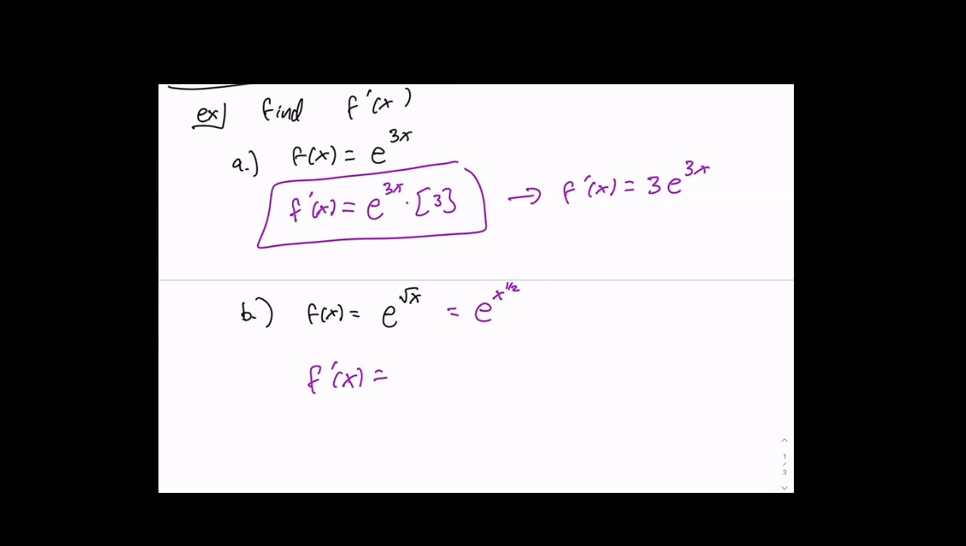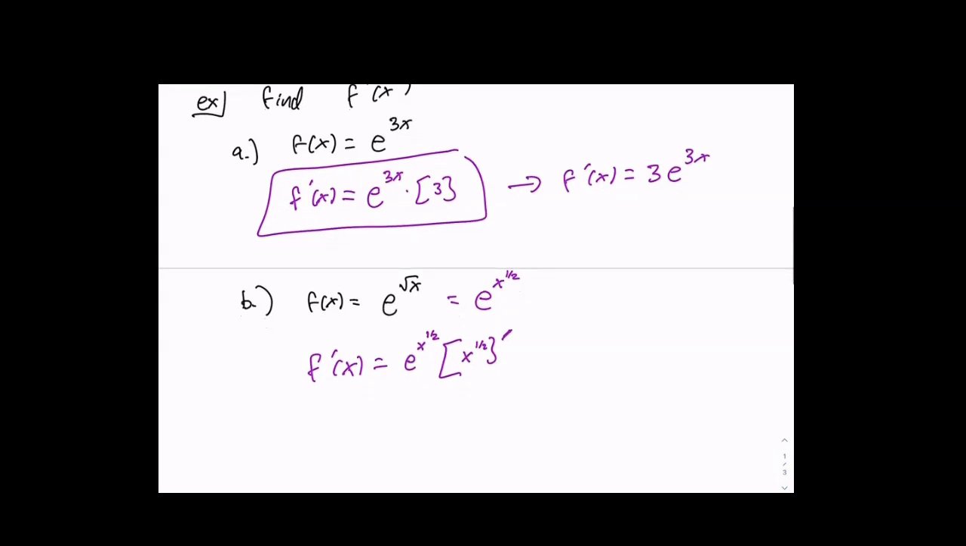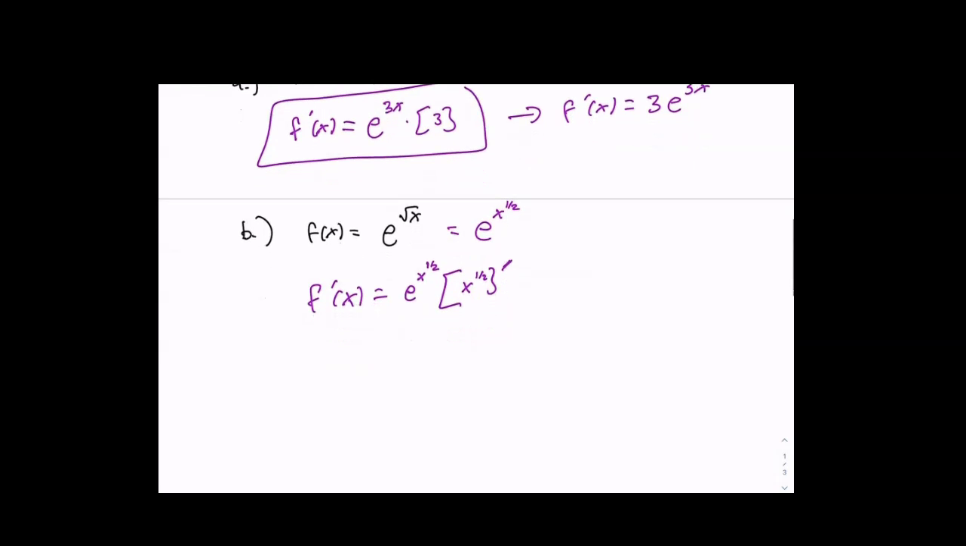So first off, we get the first piece, which everybody should be able to get. Literally it's copy paste. That's what I'm telling you, it's copy paste. So the first part of the derivative we should get correctly. So e to the x to the 1/2 times, and you have to be careful, it's times the derivative of x to the 1/2.